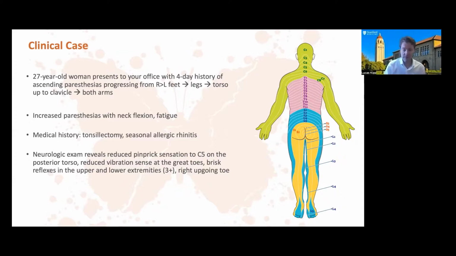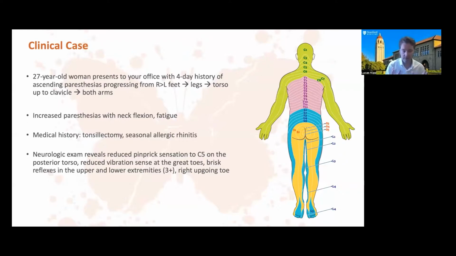So the first question that I want you to ask yourself is, where do you think the problem in the nervous system is that is causing these symptoms? This is really the first step in determining what the problem is. It's actually determining where the problem is. So localization is really the hallmark in neurology. And the first question that you try to ask yourself is, do we think this is a peripheral nervous system problem, or is this a central nervous system problem?